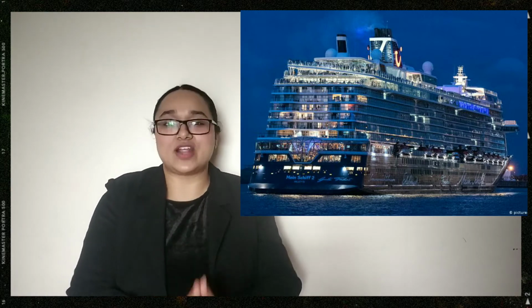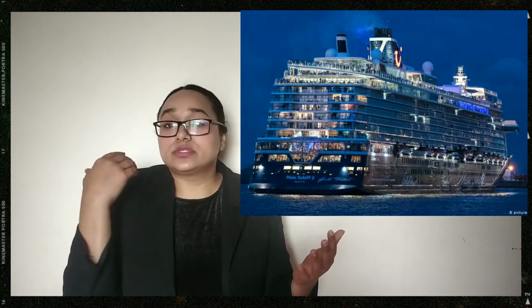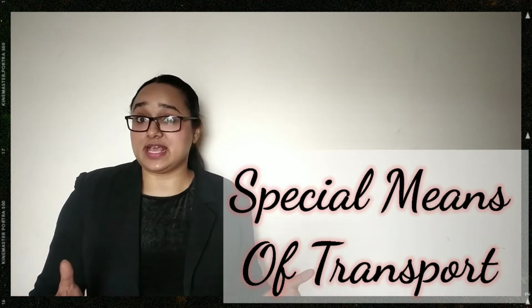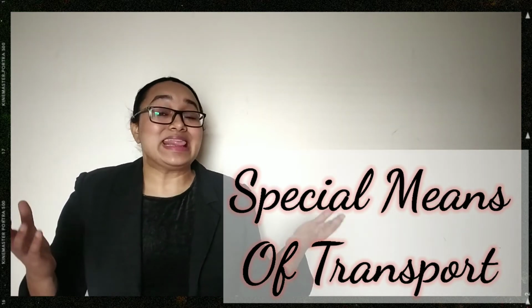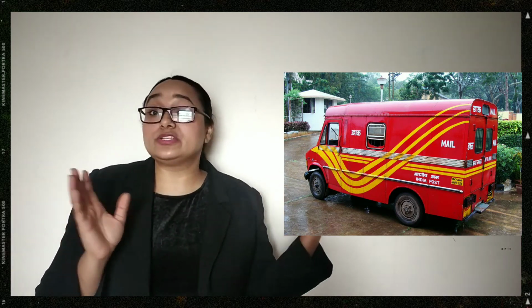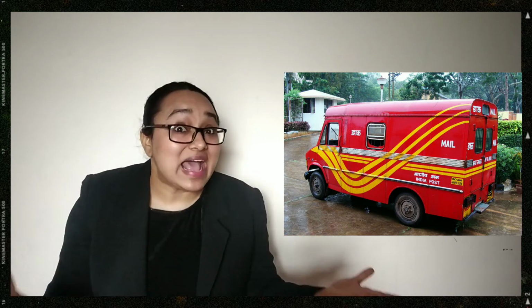Most of these transports use gas, or they run on electricity, or they run on diesel or petrol. So all these means of transport need these fuels to run. Now my learners, let us know about some special means of transport. Some special transports run on the land, for example, postal vans. If letters are to be delivered from one place to the other, special postal vans are used from the post office to do this work.